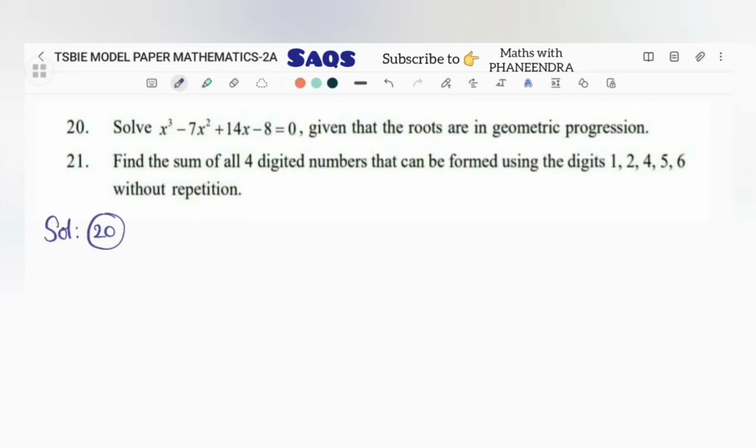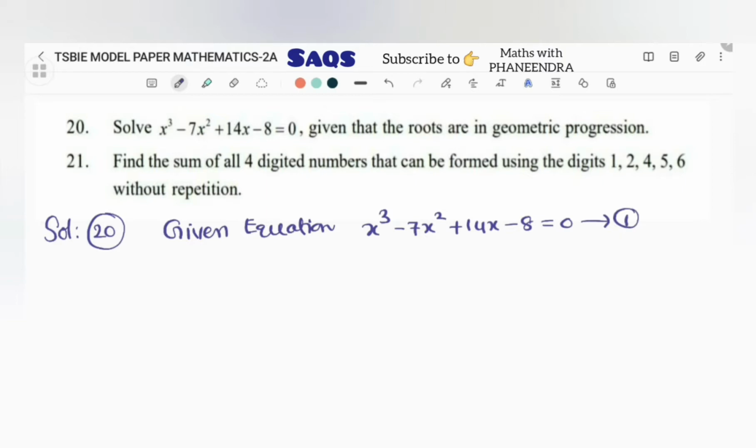Yeah, the question number 20. Solve x cube minus 7x square plus 14x minus 8 equal to 0 given that the roots are in geometrical progression. So geometric progression means we know how to take the roots. First, given equation x cube minus 7x square plus 14x minus 8 equal to 0. We put that as equation number 1.